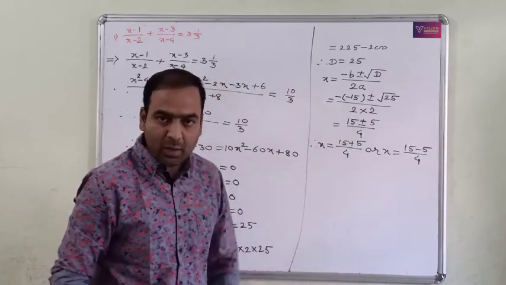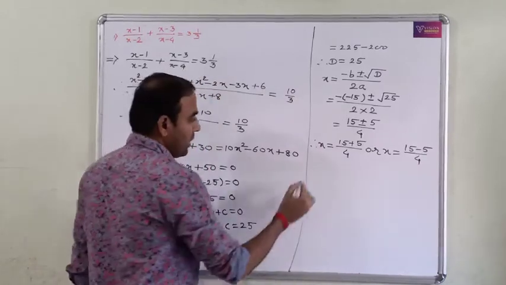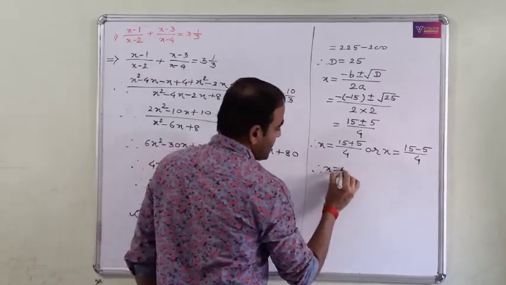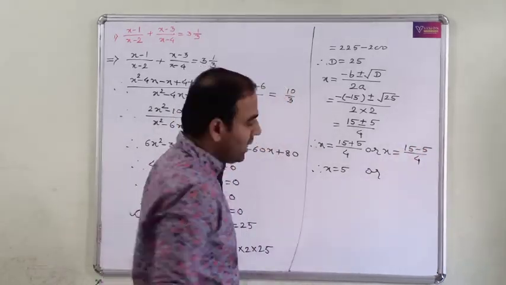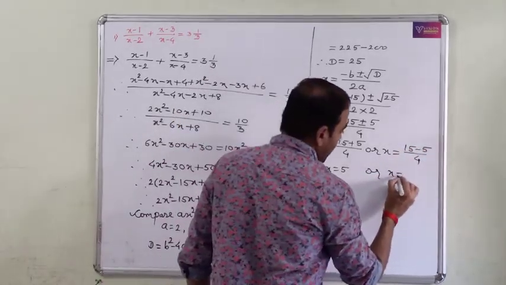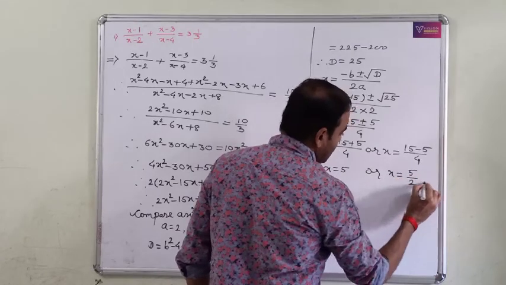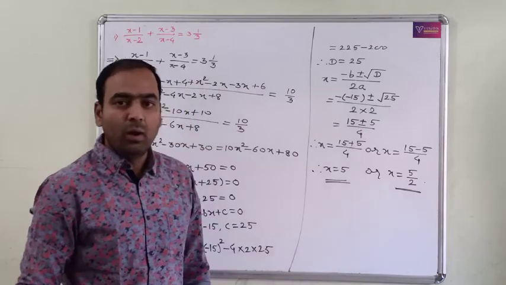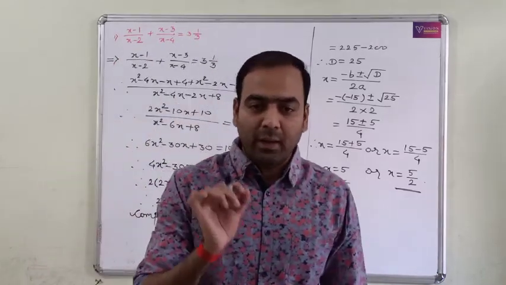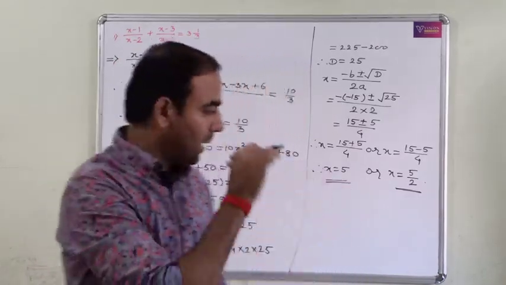So 15 plus 5 is 20, 20 upon 4 is 5. x is equal to 5. Or 15 minus 5 is 10, 10 upon 4 is equal to 5 by 2. This is the solution of the given equation: x is equal to 5 or x is equal to 5 by 2. Did you get it? Write it please.